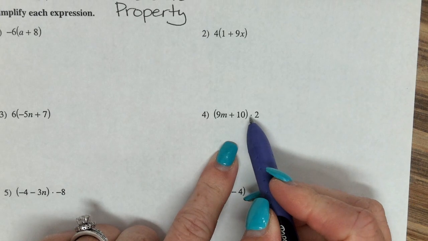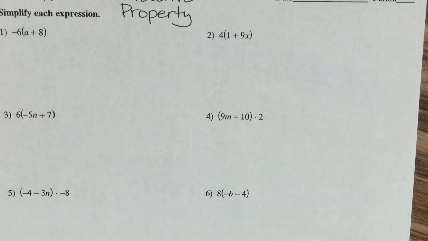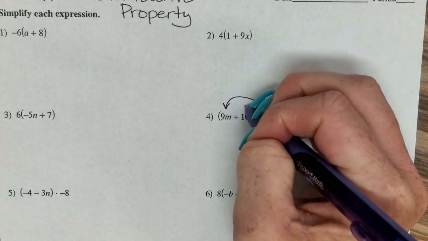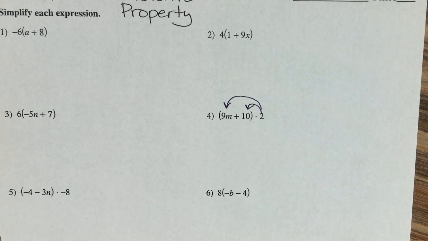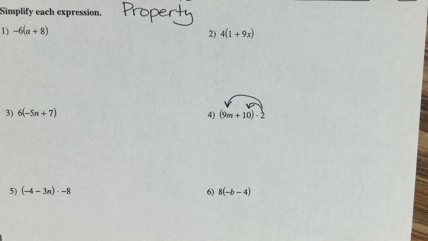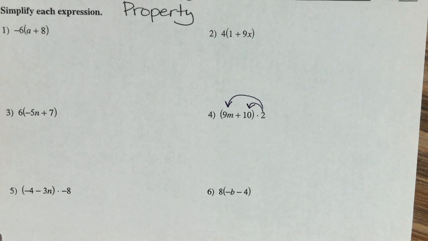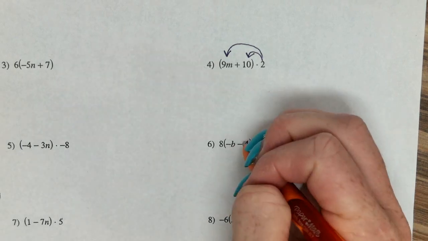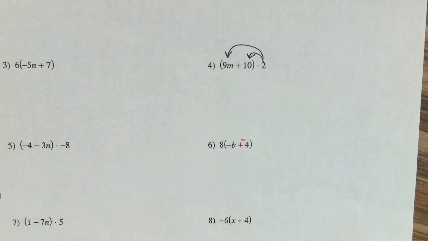What does number 4 mean when they have this dot here? It just means the same thing as if there's not a dot, multiply. So I'm going to do 2 times 9m plus 2 times 10. Do not forget what I taught you. If there's a subtraction sign inside of the parentheses, I want you to do what? So like on number 6 and number 5, I want you to change.